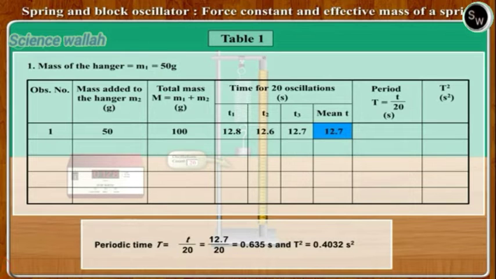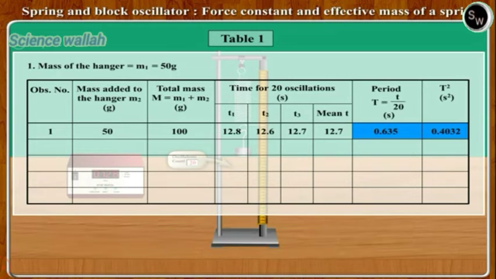Now find the periodic time T, which is equal to small t upon 20, equal to 12.7 upon 20, equal to 0.635 seconds, and T square is equal to 0.4032 seconds square. Note this in table 1.